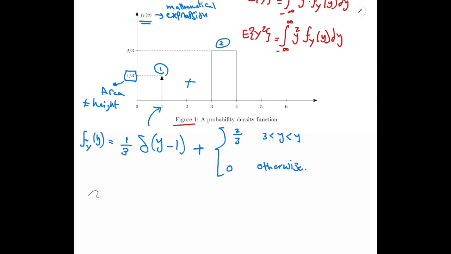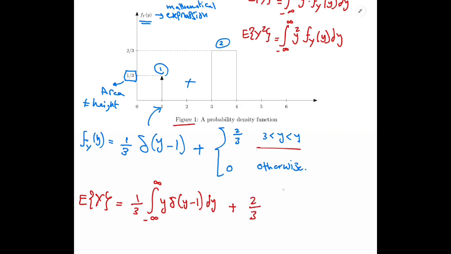So to find the mean, the expectation of y is equal to, we distribute the integral, so that will be 1/3 times the integral from minus infinity to infinity of y times delta y minus 1 dy plus, as you can see here, the other integral is non-zero only between 3 and 4, so it's 2/3 times the integral from 3 to 4 y dy.